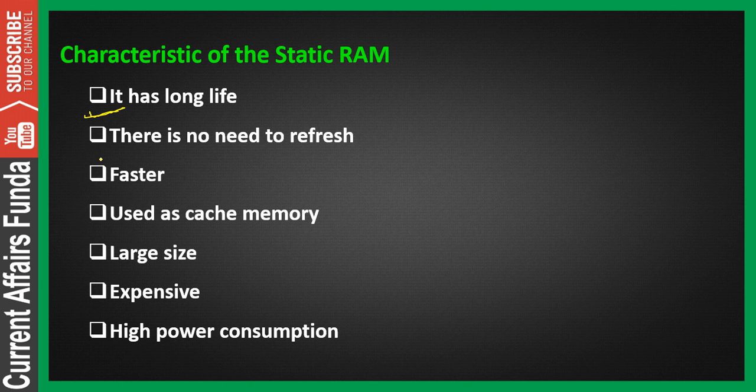In DRAM, there is a mechanism used to refresh your chip so that data is there, but in static RAM there is no need. That is why it has a long life. You don't need to refresh it. It is faster. It is used as a cache memory. It is larger in size. It is expensive because, as I already told you, it uses more chips than DRAM, and it also has high power consumption. Whenever an SRAM is getting executed, it will need higher power.